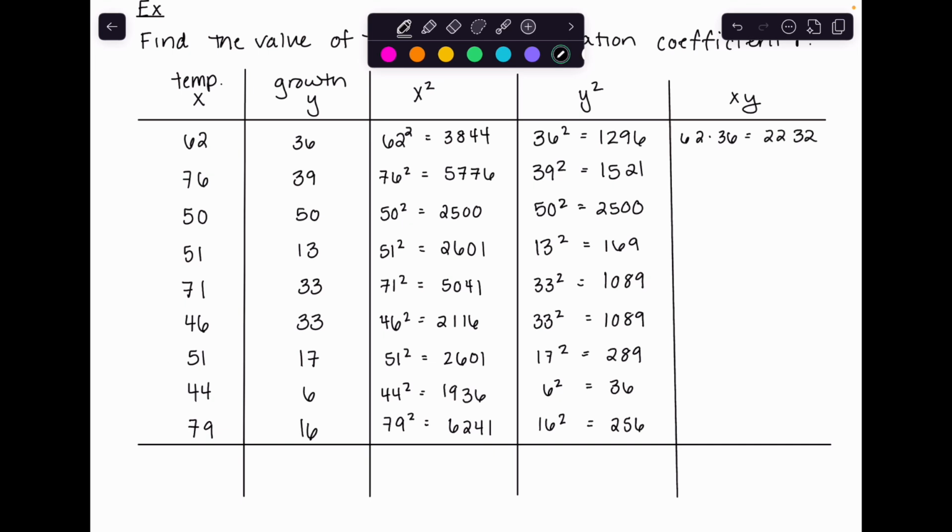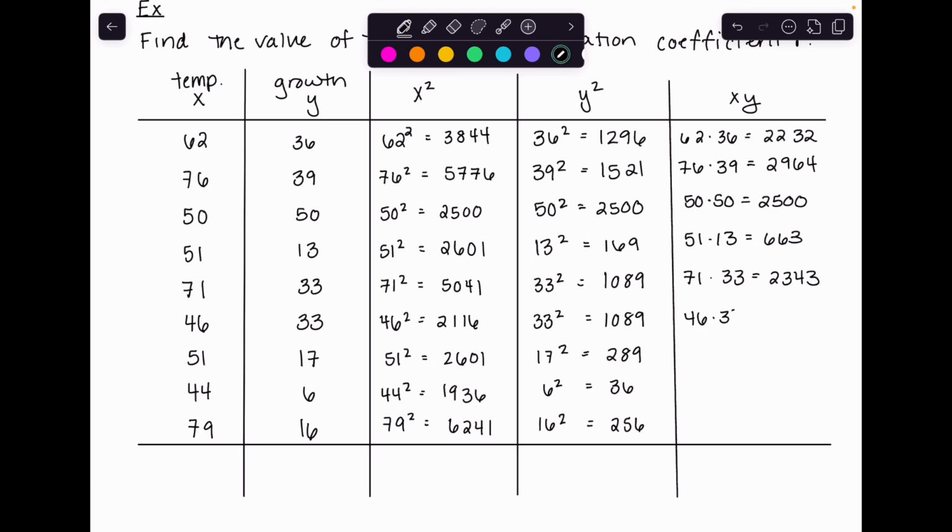2,232. Next up is 76 times 39, which is 2,964. Then we've got 50 times 50, which is 2,500. Then 51 times 13, which is 663. Then 71 times 33, which is 2,343.